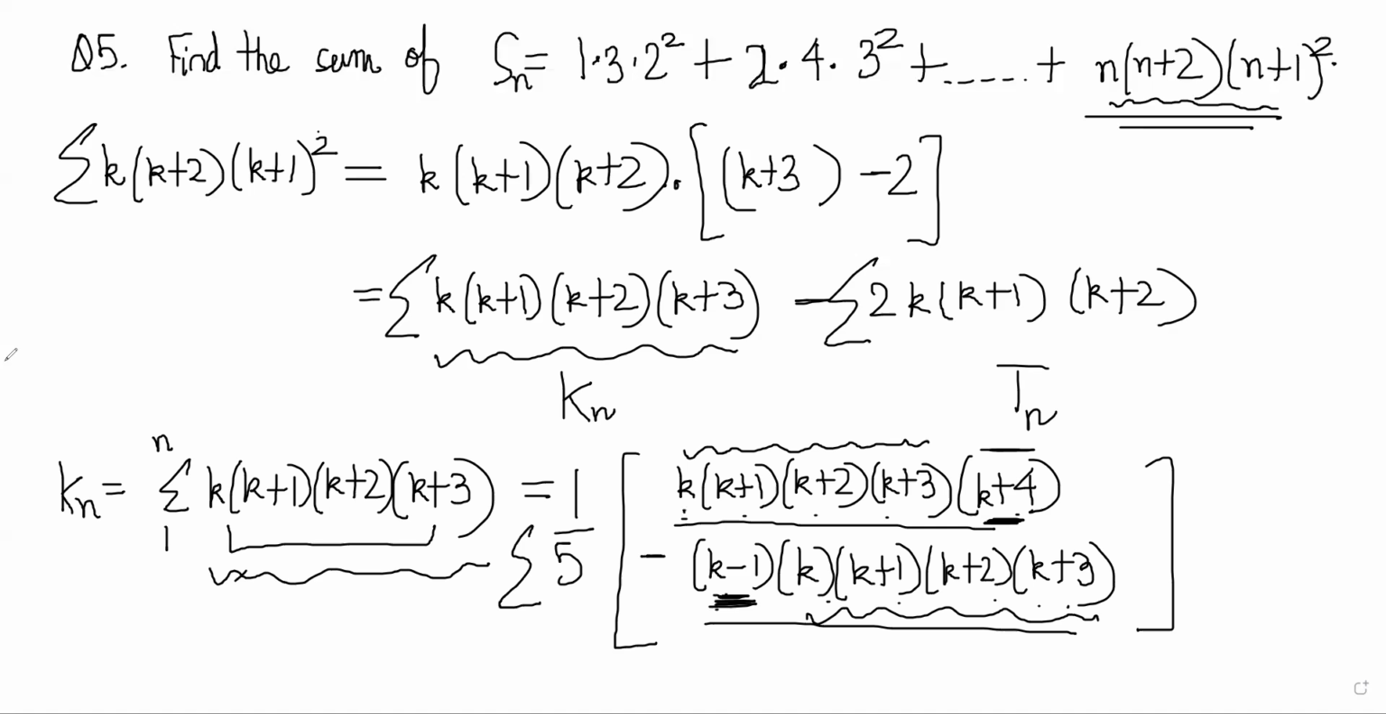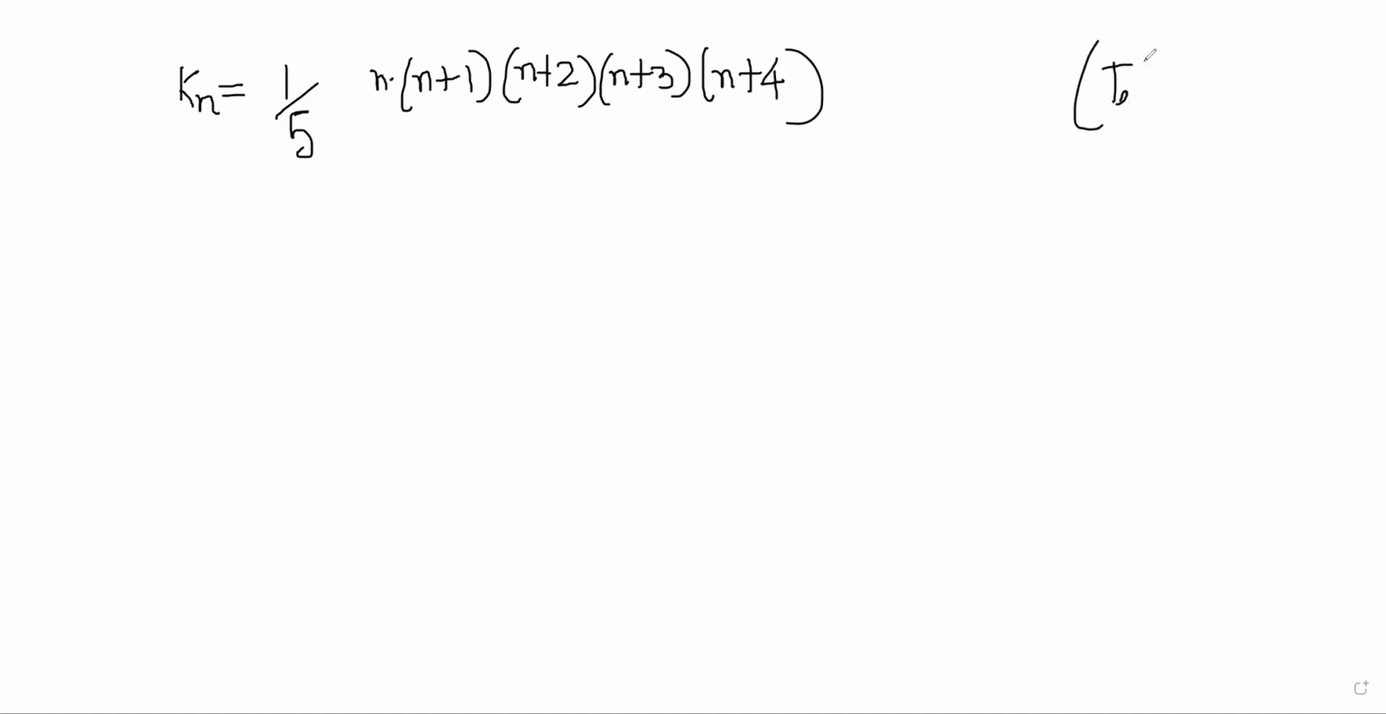And basically, you can evaluate it yourself. The sum of Kn will be basically 1 by 5 n into n plus 1, n plus 2, n plus 3, and n plus 4. This is by the telescoping series method. Since we are able to split the Kn general term into 2 separate sequences of 5 factors, which are very similar to each other, we'll apply the same process for finding Tn.